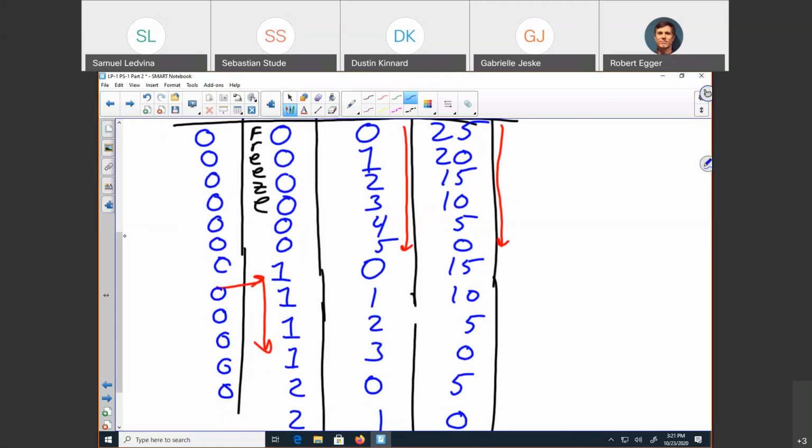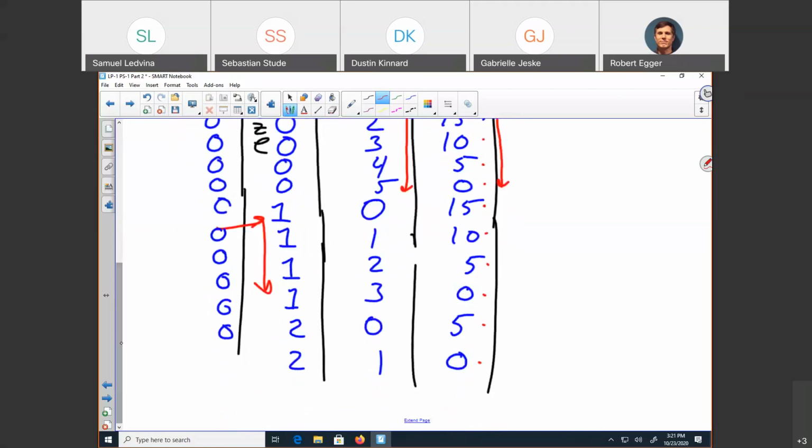Okay, what do I got? 1, 2, 3. Let's go with the color. 1, 2, 3, 4, 5, 6, 7, 8, 9, 10, 11, 12. Oh, 12. Yeah, 12 ways. I counted right. 1, 2, 3, 4, 5, 6, 7, 8, 9, 10, 11, yeah, 12.